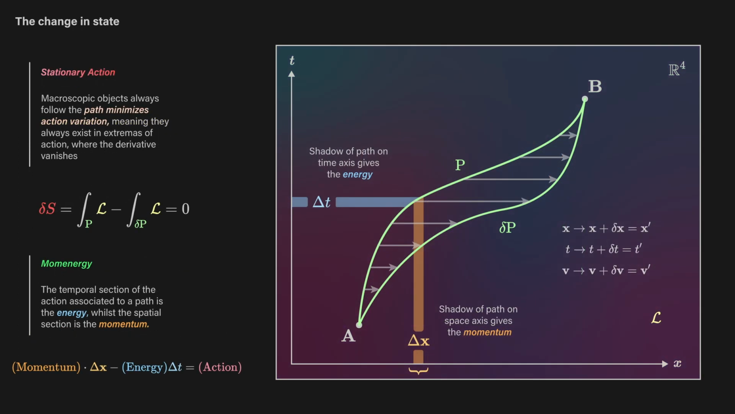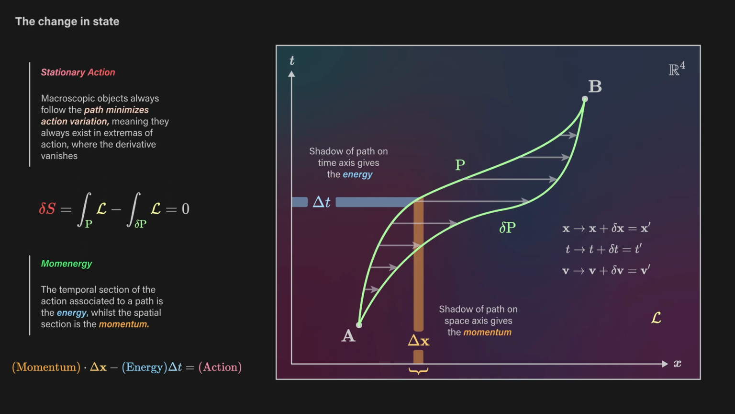The way that we get the actual equations of motion associated to the physical path is by means of the principle of stationary action. So if you recall the previous figure over here, you can see there are hundreds of paths, but the actual physical path the particle or the object will take is only one of them. Well, how do you find the single one of them that actually is real? Now, the idea of the stationary action is that macroscopic objects will always follow a path that minimizes the variation in the action. So that means they always exist in extremes of action where the derivative vanishes.